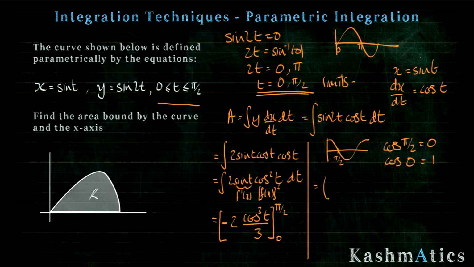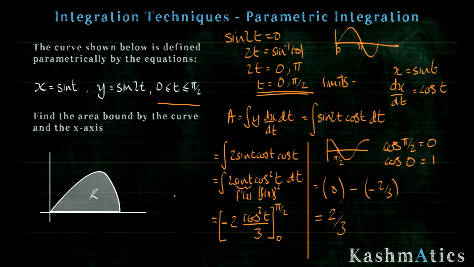So the first one's easy: minus 2 cos cubed pi over 2. Now we know the cos of pi over 2 is 0, so we get 0 for the first one. Take away minus 2 cos cubed 0. Now cos cubed 0 is going to be 1, so I'll get minus 2/3 for that. So overall, my area is 2/3.